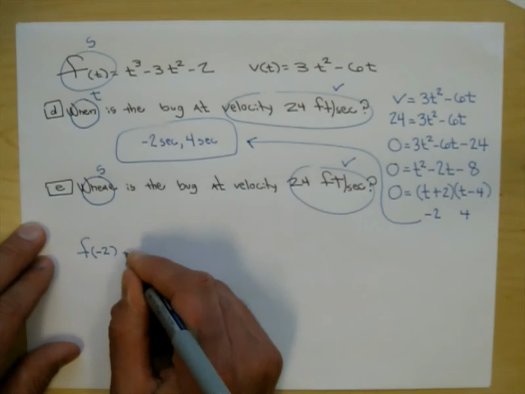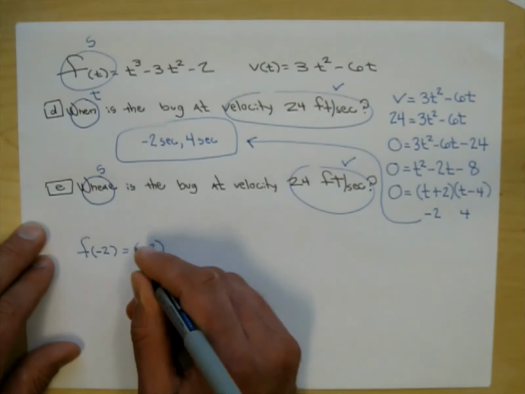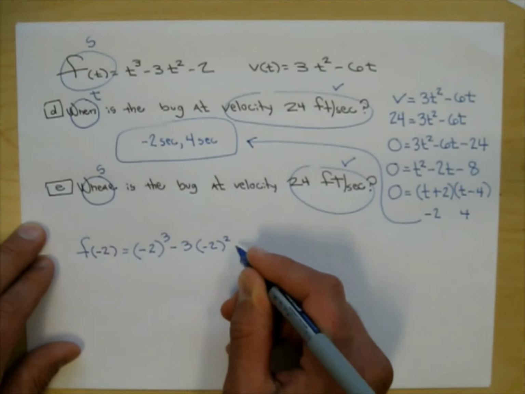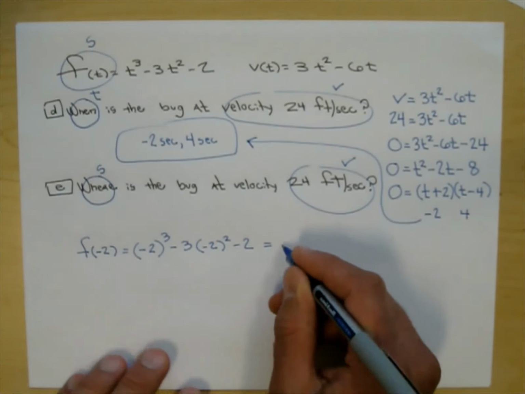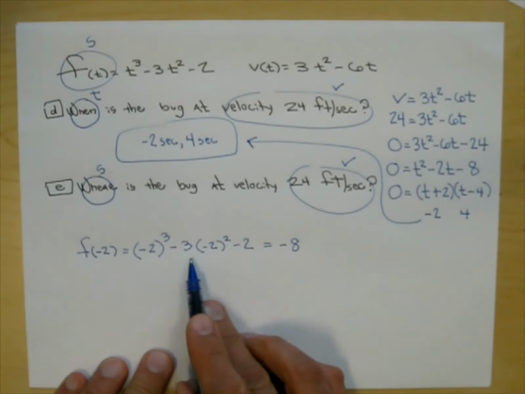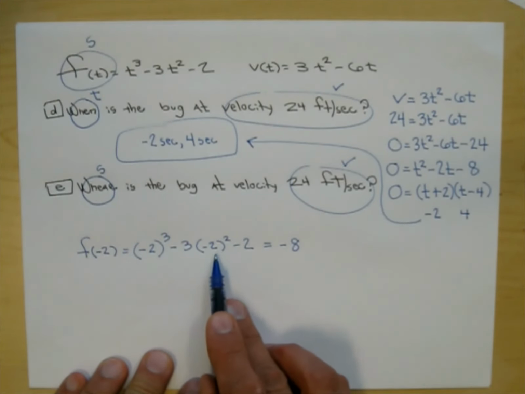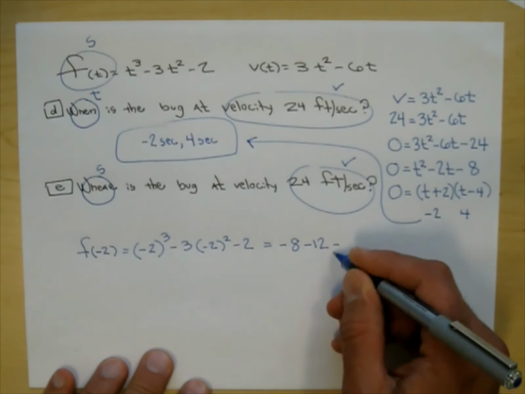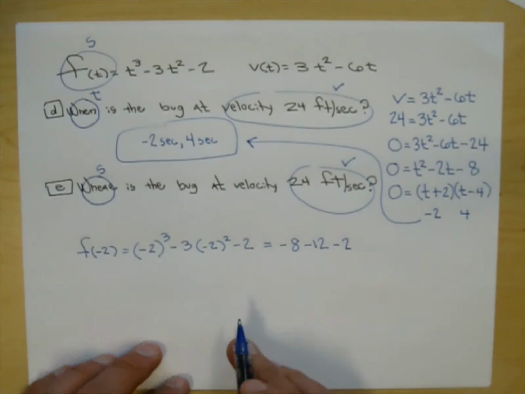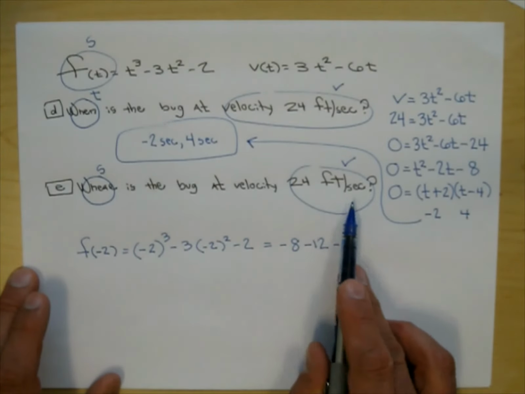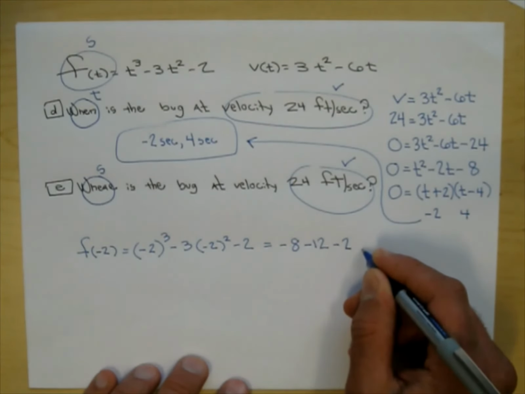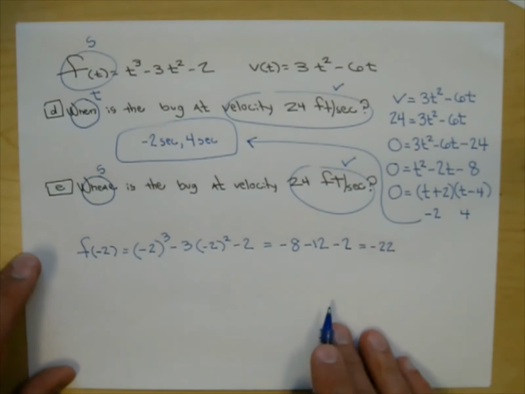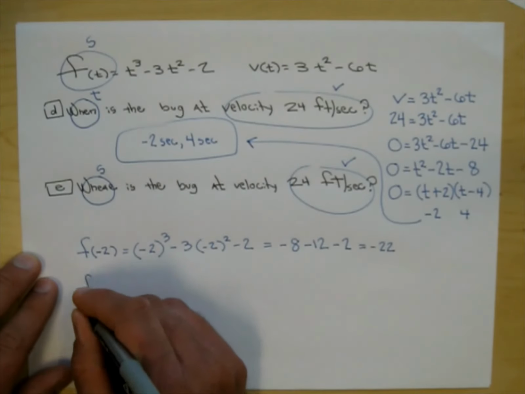F of negative 2 is negative 2 cubed minus 3 times negative 2 squared minus 2. This gives me negative 8. Oh boy. Okay, so that's going to be a positive 4. Positive 4 times negative 3 is minus 12. And then we have minus 2. So where's the bug at velocity 24 feet per second? Well, the first one's going to be negative 22. And then we'll put the units after we're done cranking out the other one.